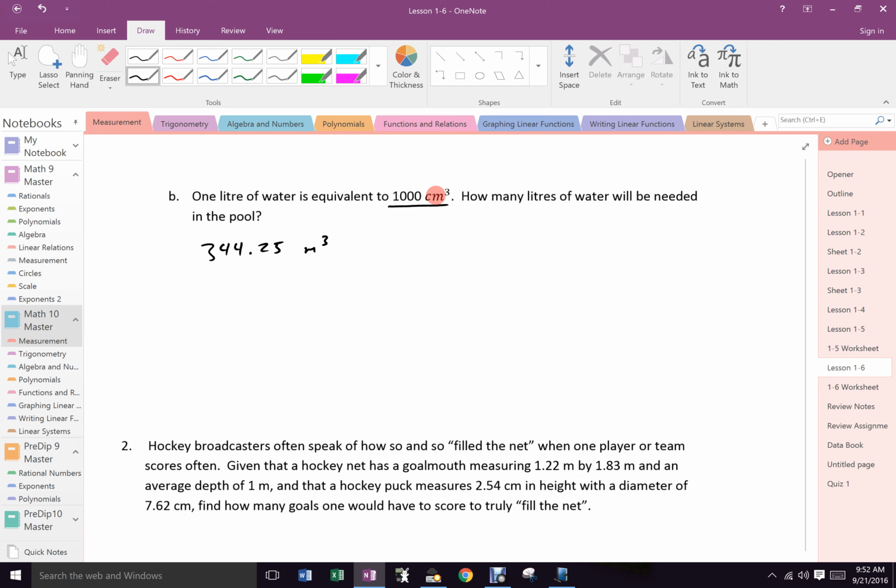Multiply by 1,000? Yeah, because then you get the decimeters cubed. Okay. So if I take that and multiply by 1,000, I will get the right answer, yes? Yeah. So 344 and then 123, yes? 250 liters.